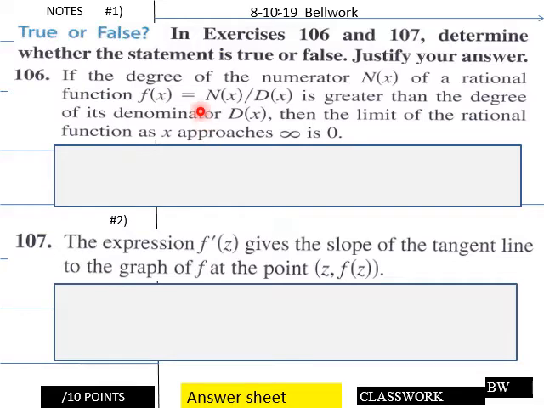106, 107. If the degree of the numerator n of x of a rational function f of x equals n of x over d of x is greater than the degree of its denominator d of x, then the limit of the rational function as x approaches infinity is 0. Is that true or false? And then the expression f prime z gives the slope of the tangent line to the graph of f at the point z, f of z. Is that true or false?